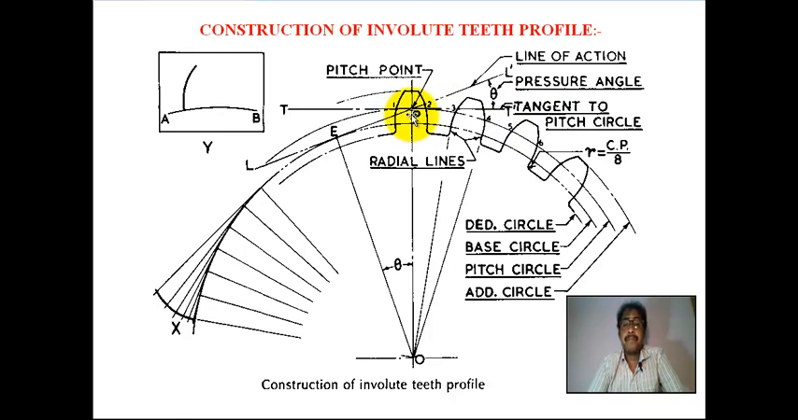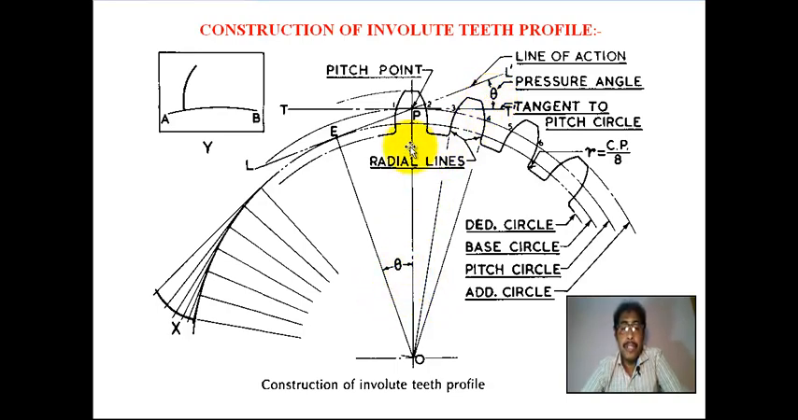In this problem, the pressure angle is given. Pressure angle theta, we draw an angle theta, a line L L dash, this is inclined at theta. This line is called the line of action.